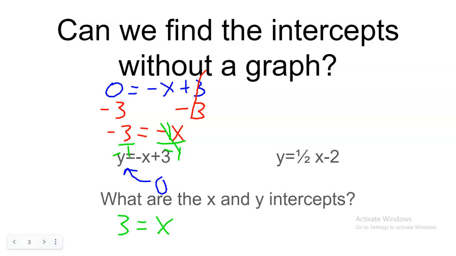So that means my x-intercept is when x is equal to 3, y is equal to 0. Okay, and then remember our y-intercept, we can find that since it's in slope-intercept form, I know it's my b, which is just 3.